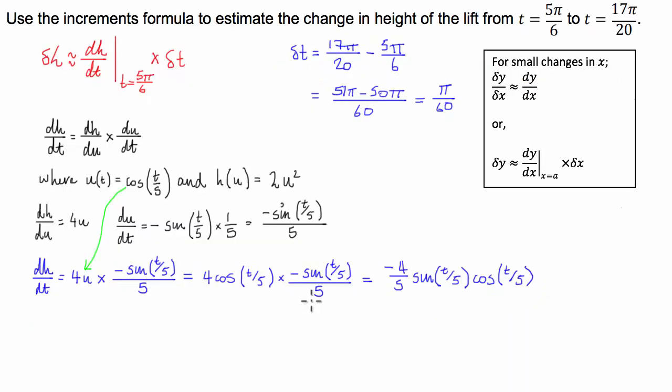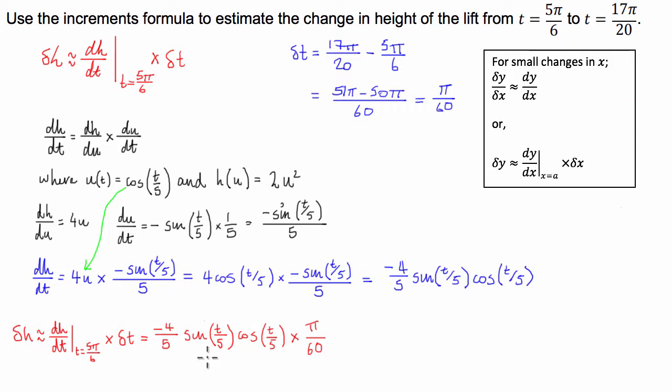Cool. So now we have our simplified version of the derivative of height with respect to time, and we're going to sub it into our increments formula. If I rewrite our increments formula down here, the incremental change in height can be approximated by the derivative of height with respect to time, evaluated at our original time, multiplied by our incremental change in time, which is equal to our derivative here, negative 4 over 5 sine of t over 5 cos of t over 5, multiplied by our incremental change in time, which we worked out right at the start to be equal to pi over 60.